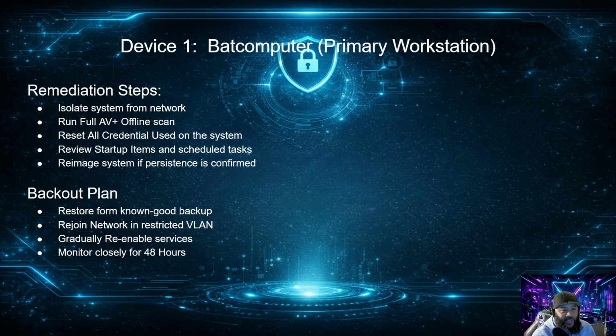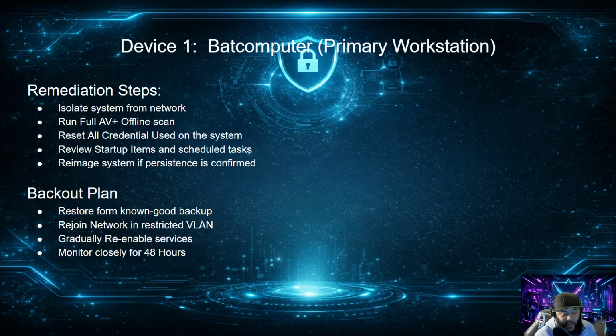All right, so remediation steps. You want to isolate the system from the network, run a full AV offline scan just to make sure the malware doesn't become persistent, and reset all credentials used in the system. That's all passwords used by the users and all administrators. Review startup items and scheduled tasks, and re-image the system if persistence is confirmed. The backup plan is to restore from a known good backup, so make sure you always have the backup stored. Rejoin the network in a restricted VLAN.